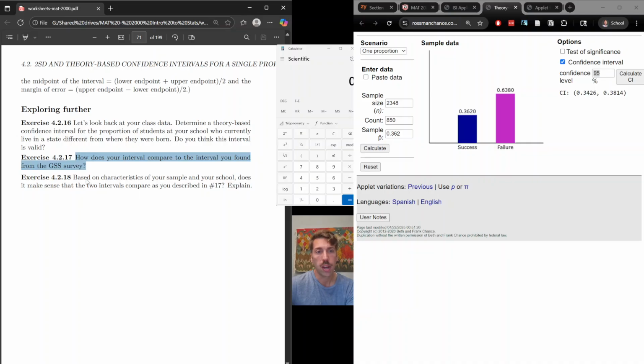And then number 8, based on the characteristics of your sample and your school, does it make sense the two intervals compare as you described? Use your common sense, your knowledge of the world. Why does it make sense that there are differences in your interval? Why do they make sense? Okay, that completes this section.